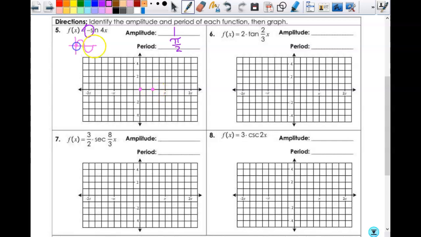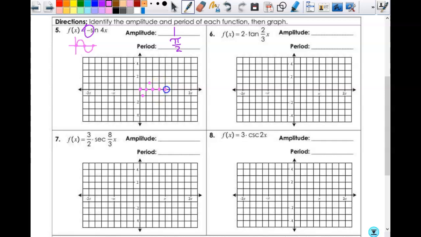So I have the beginning and the end. Halfway between is the middle. There's the middle of the period. Then halfway between these two, I would be at 1, but there's a reflection, so I'm at negative 1. Halfway between these two, I'm at 1. So there's my 1 period between 0 and pi halves, and then I just repeat that.